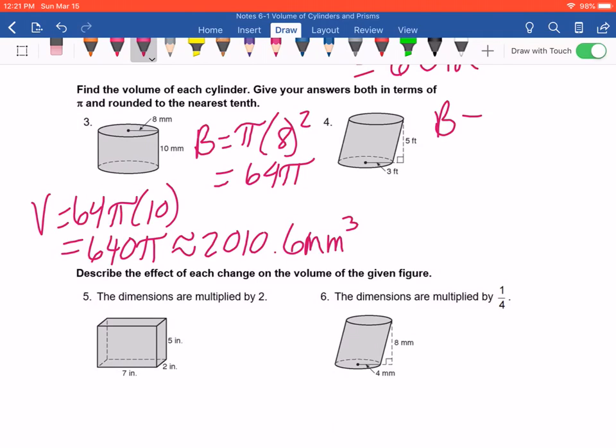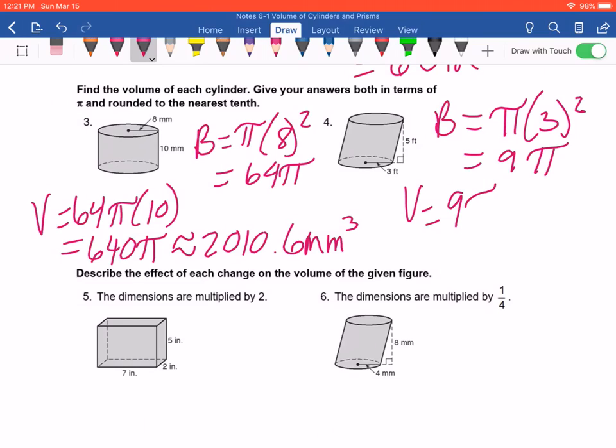However, we're going to treat it the same way since we know the perpendicular distance between these two circular bases. So the area of our base is pi r squared. This gives us 9 pi. Calculating the volume, that's going to equal the area of the base times our perpendicular distance between the two bases, which is 5. Our volume here in terms of pi is in fact 45 pi.